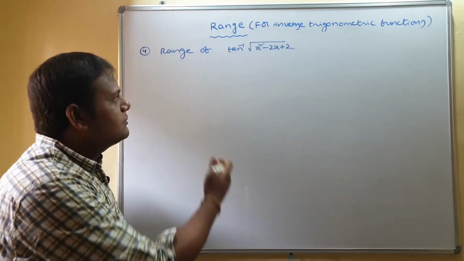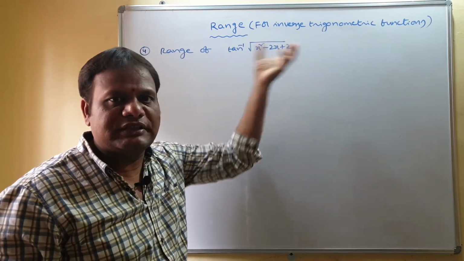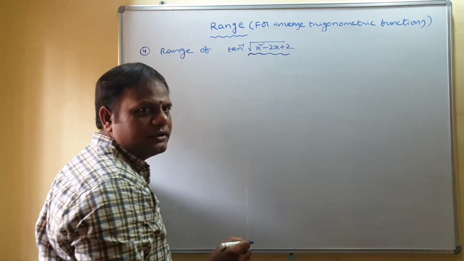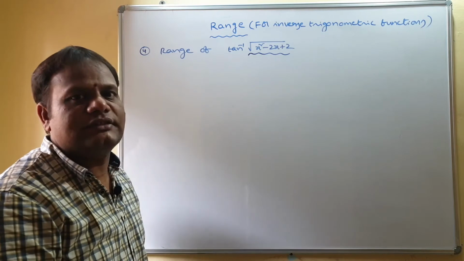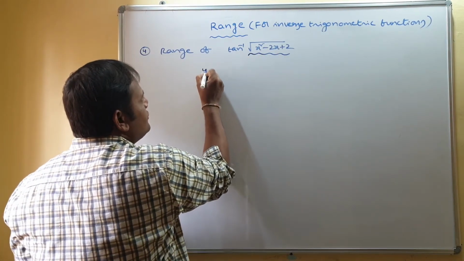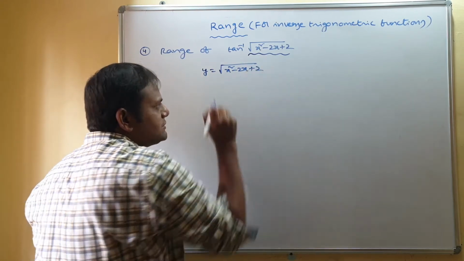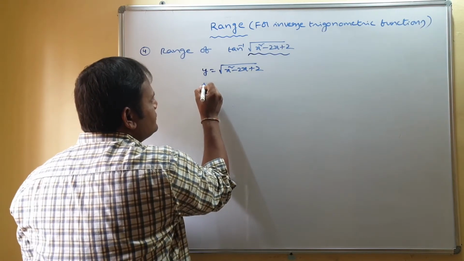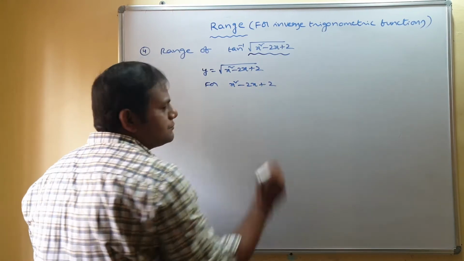See here. We have to find the range of tan inverse of square root of x square minus 2x plus 2. So first we take this as y. And we find all these values and then we think about tan inverse of that. So y equal to square root of x square minus 2x plus 2. First we consider this quadratic, x square minus 2x plus 2.